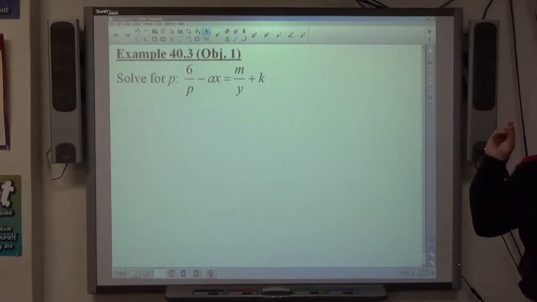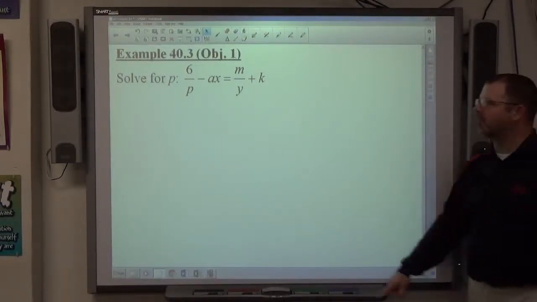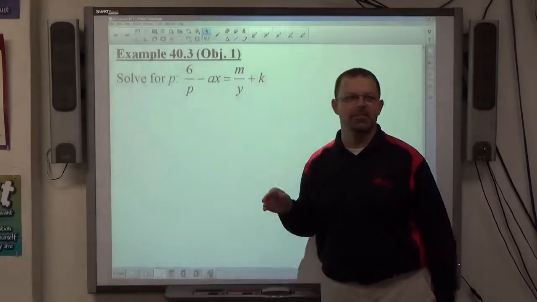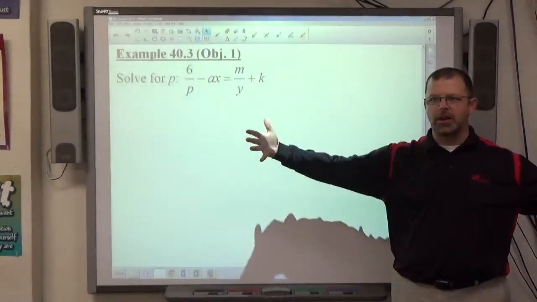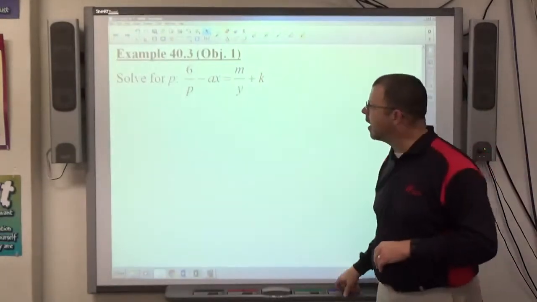Example 3, slightly more difficult for two reasons. Number one, we got a minus sign to begin with. That's not really what makes it hard. But then we have 4 terms instead of 3. The more terms you get, the bigger your answers get to be. So keep that in mind.